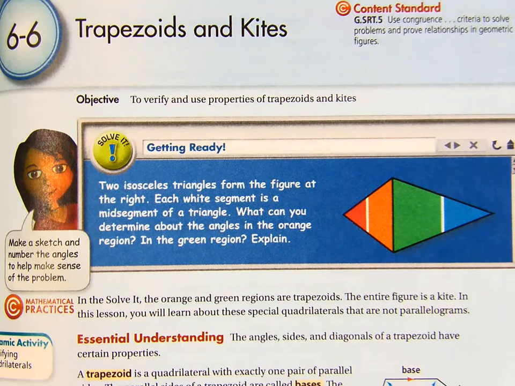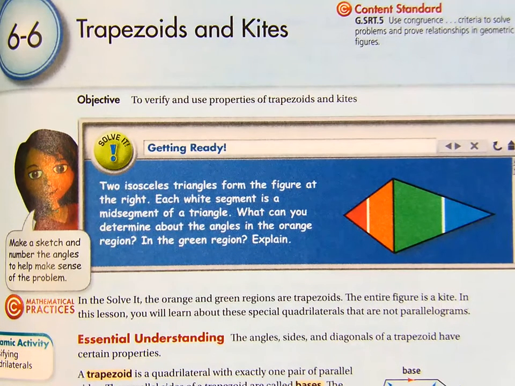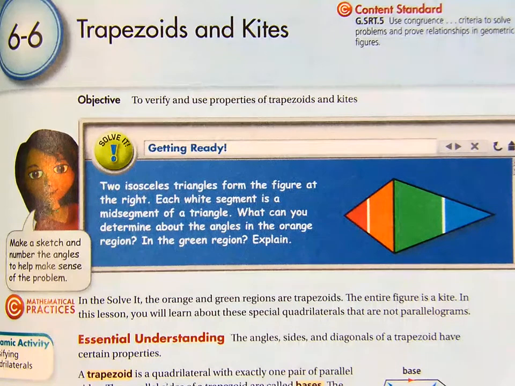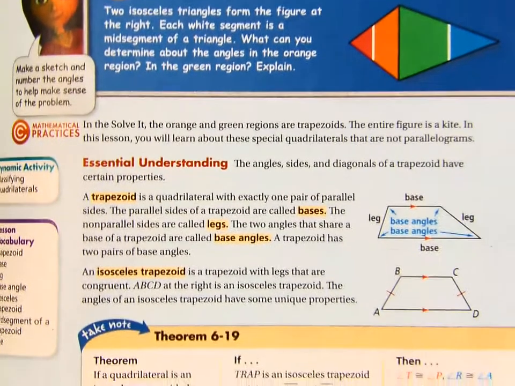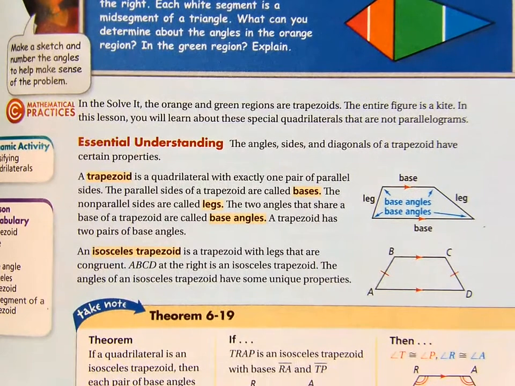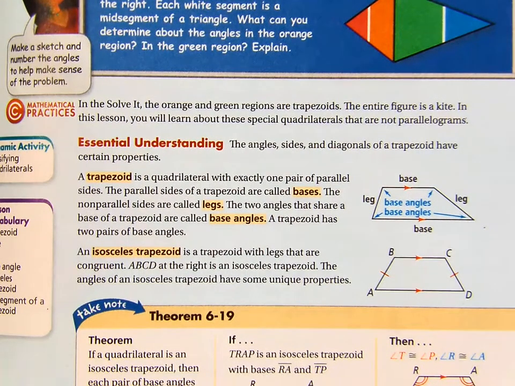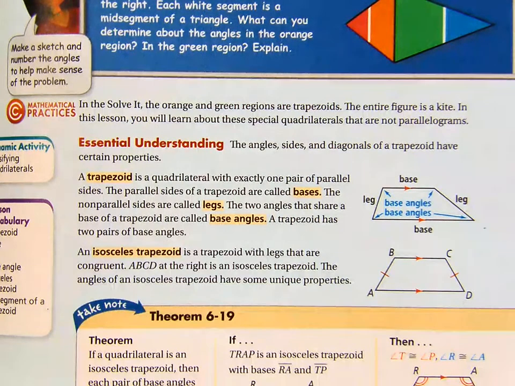They're part of that polygon family tree that I gave you, and you'll see all those properties on there as well. But let's go ahead and go over what they have here in the book. There's some terms that need to be on your vocabulary for chapter number 6 here in the middle of the page. Our essential understanding will be the angles, sides, and diagonals of a trapezoid have certain properties. We're going to talk about those properties.